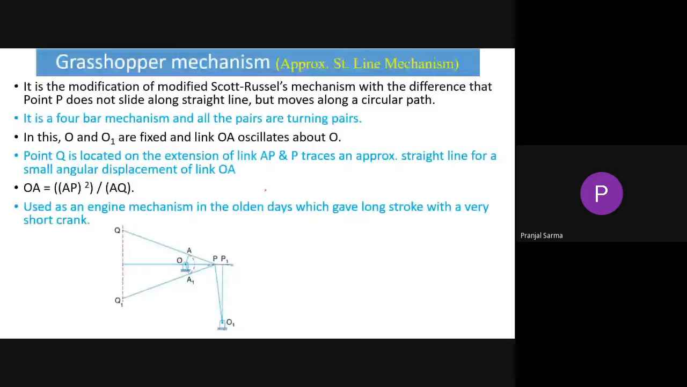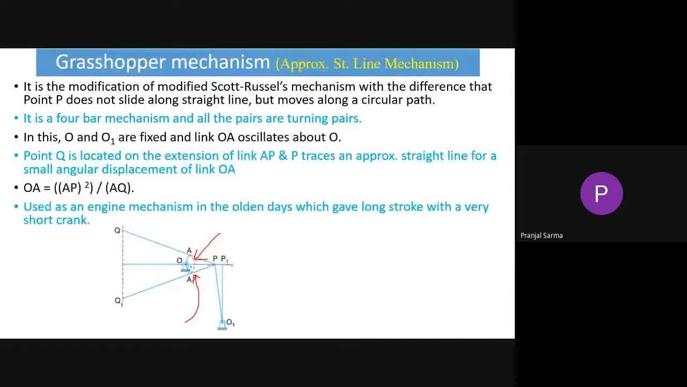Similarly, we have another approximate straight line motion mechanism known as the grasshopper mechanism. Just like the legs of a grasshopper that you have seen, it mimics somewhat like that. From a small stroke, you just have to go through this by yourself and find out what the important things are.